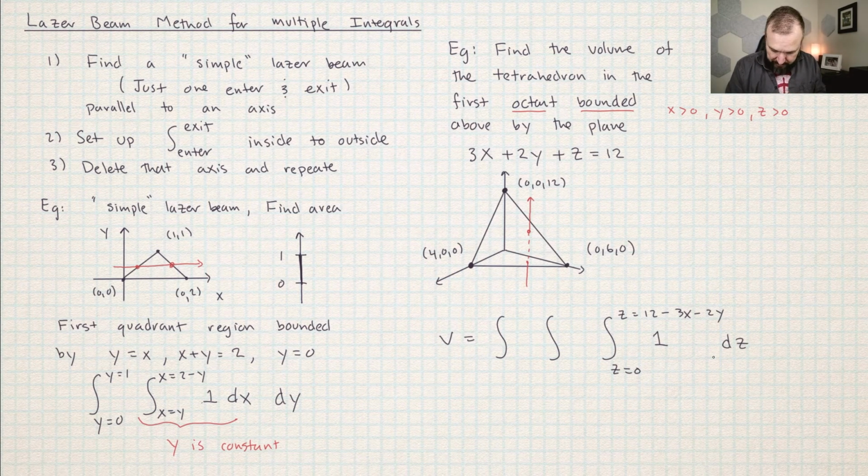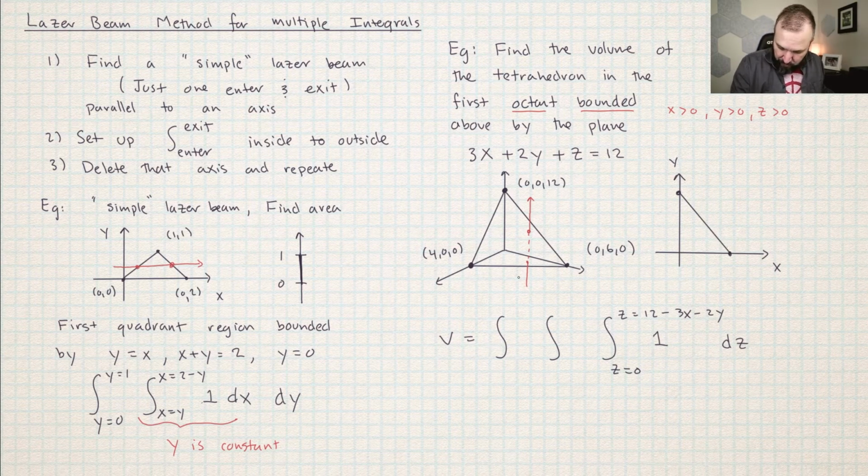Now that you're done with the z-axis, what you need to do is draw the region with the z-axis deleted. So you just smash the whole tetrahedron down into the xy plane. Now that I've reduced this to a 2D problem, I'm going to have a line. Where does it go out? It goes out on x to 4, and it goes out on y to 6. So that's going to be this line right here.